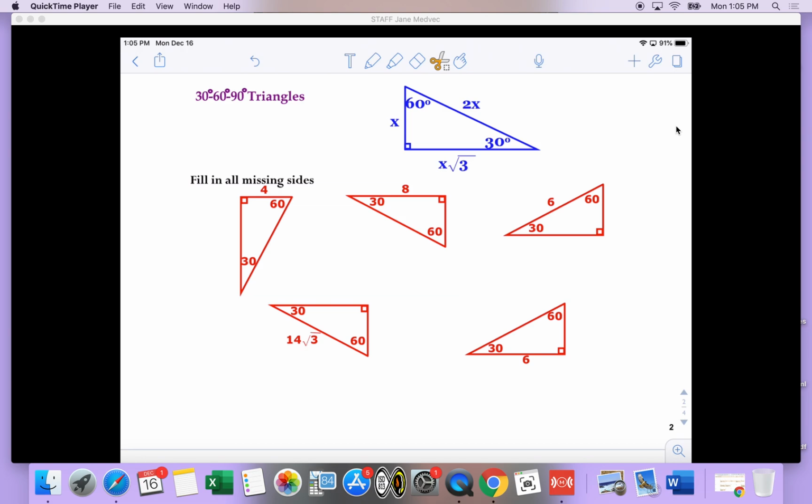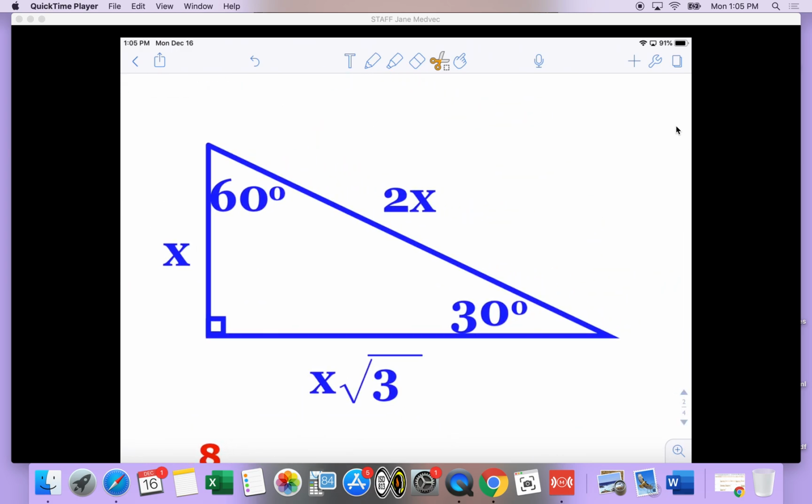So this is the second part of 7-4. Before we did 45, 45, 90s, and now we're looking at 30, 60, 90s. A couple things to look at when you're looking at 30, 60, 90s. First of all, you've got that 30 degrees. I always go to the smallest angle first when I'm looking at these. And the side that's opposite the 30 degrees, that is X. Okay, always. So I always start with the smallest angle and I know the smallest side.